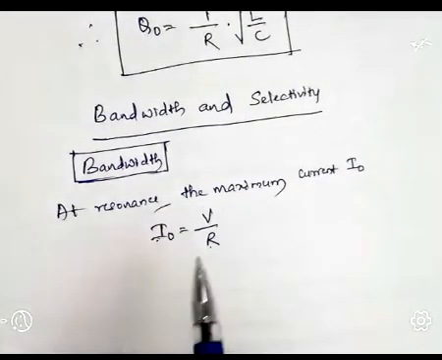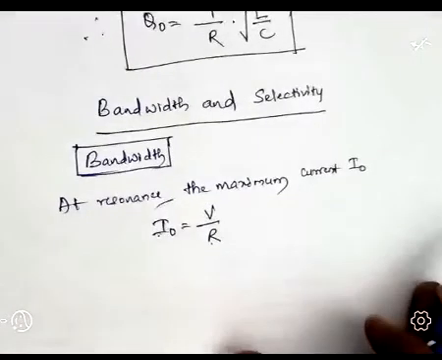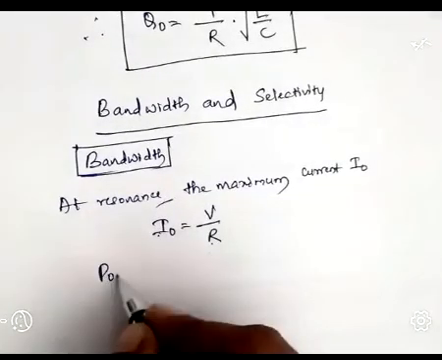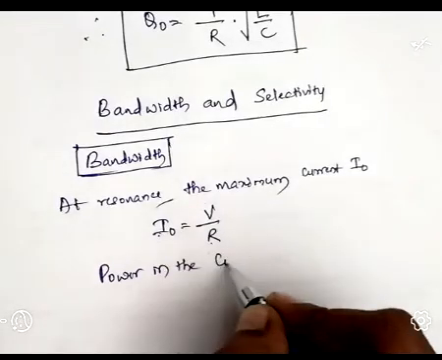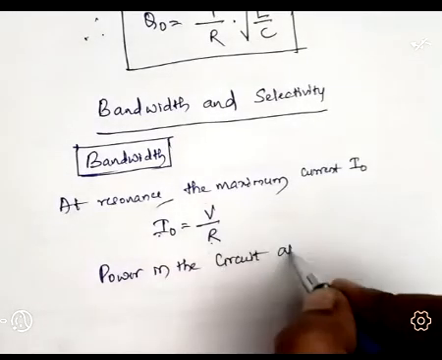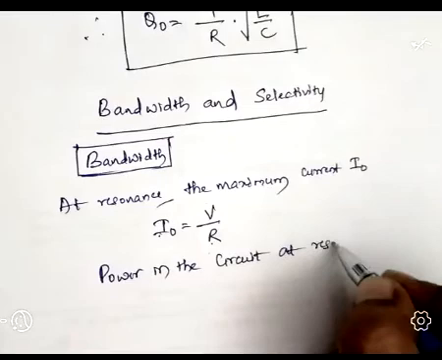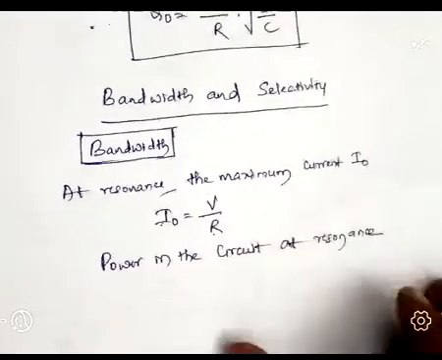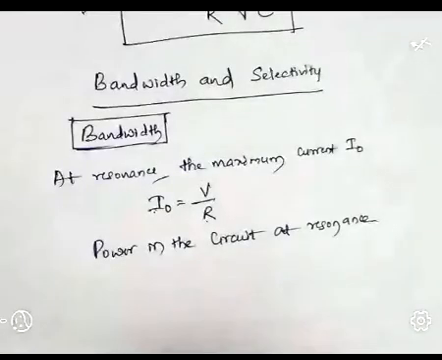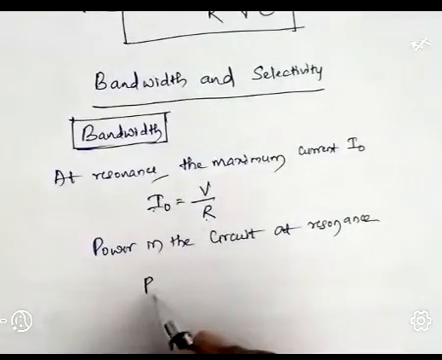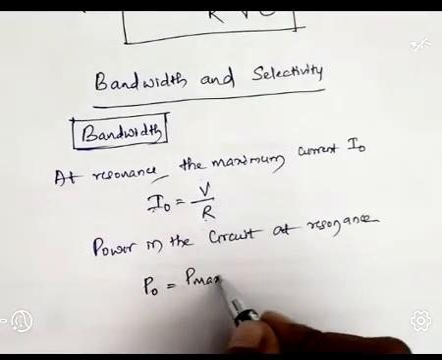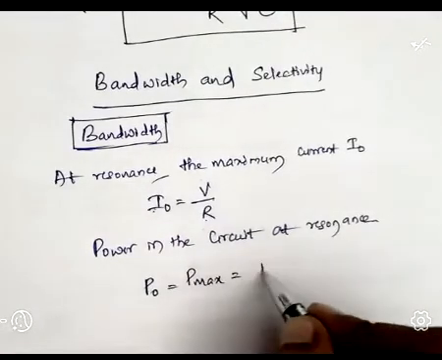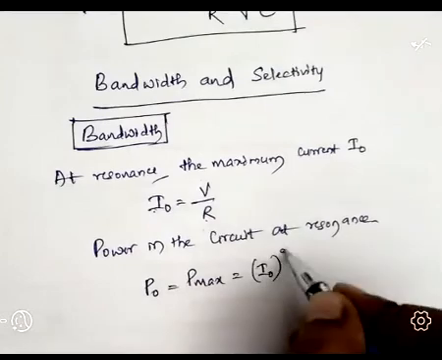Hence, at resonant frequency, power in this circuit at resonance is given by, that is maximum power. So we are indicating P naught. P naught equal to nothing but maximum power, P max. P max equal to what? I naught square into R.